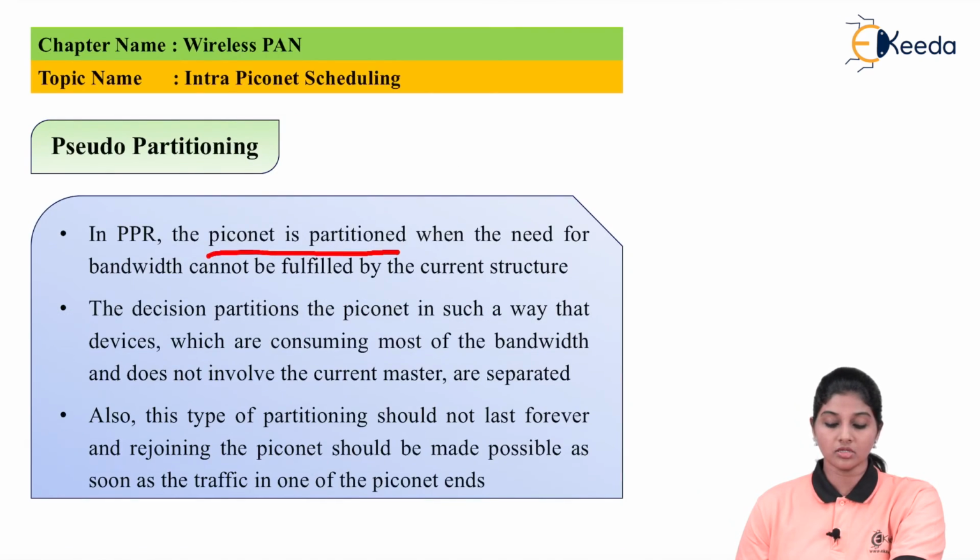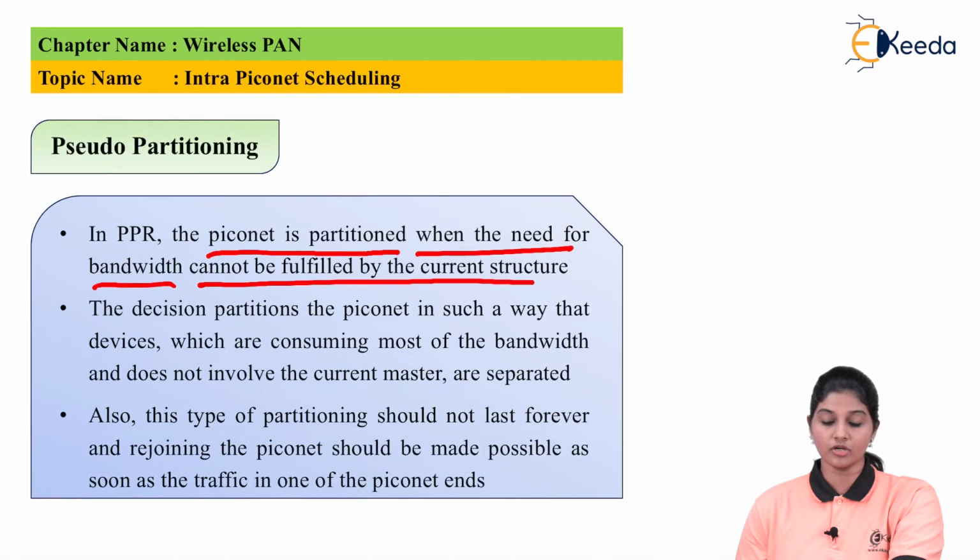So in PPR, the Piconet is divided when the need for bandwidth cannot be fulfilled by the current structure. When we want to transmit a large amount of data, it may be possible that the bandwidth cannot be fulfilled by the current structure. So in that case the PPR is used.